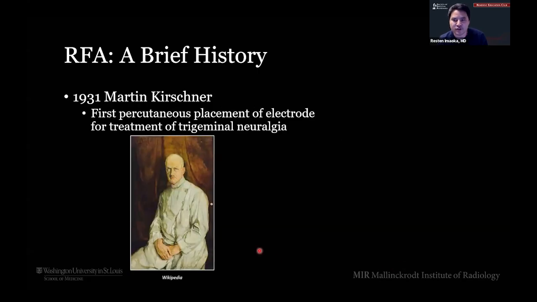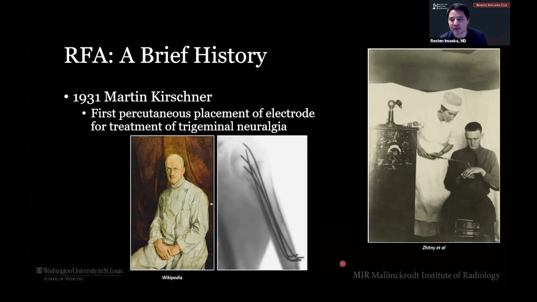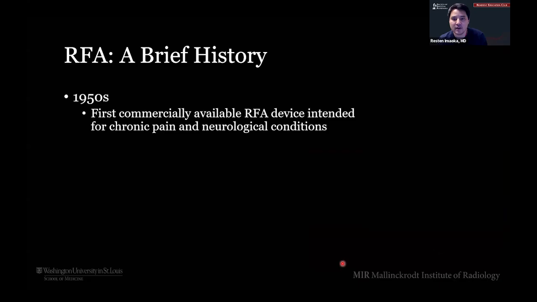In 1931, we got this German surgeon, Kirschner. So he described the first placement of percutaneous electrodes for treatment of trigeminal neuralgia. And his treatments were based on pain treatments that were used in the First World War. So this is actually a picture from that time where you can see this person is using electricity or currents to help with this guy's pain. And so you guys probably recognize this name as Kirschner from K-Wires, but outside of his surgical accomplishments, he played a major role in the development of RFA, especially in the chronic pain world.